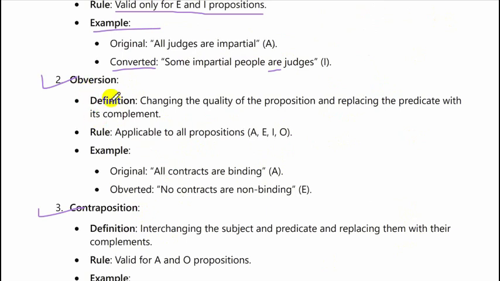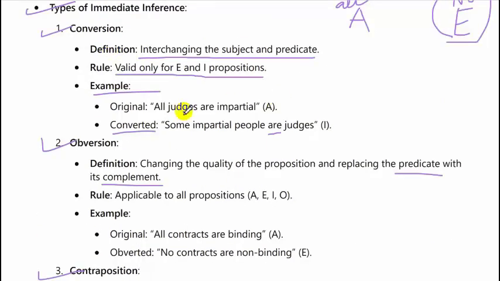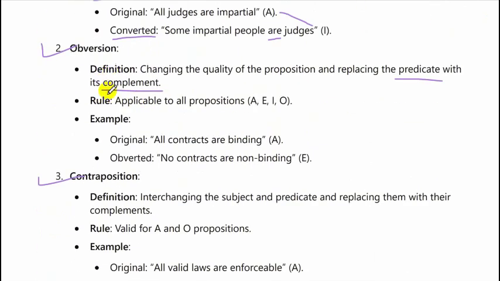Alright, first let us understand the obversion. We have to change the quality of the proposition and replace the predicate. The predicate has to be replaced with its complement. Alright, now what are the rules? It is applicable to all the propositions A, E, I, O, whereas in the converse, the above one, it was only applicable to E and I proposition. Whereas for the A proposition, it was converted to I. Now coming back to the obversion part. For example, they're given A. A gets converted to E.